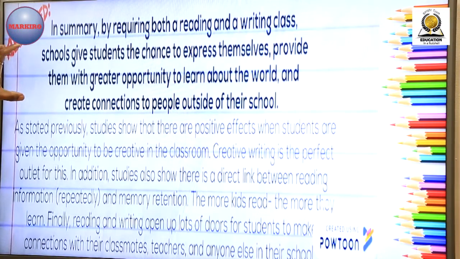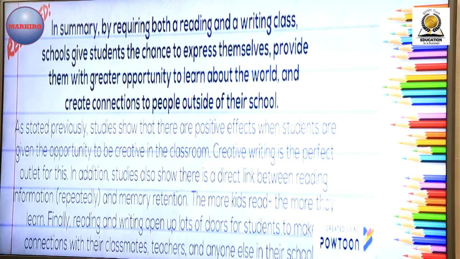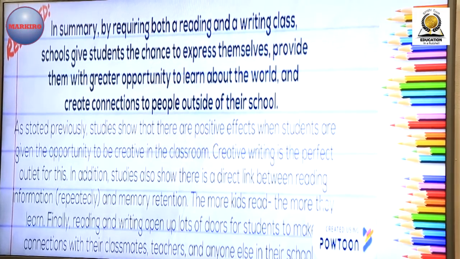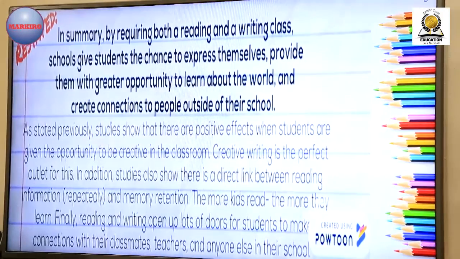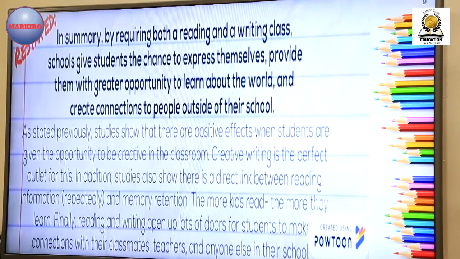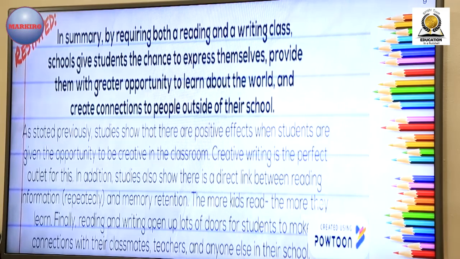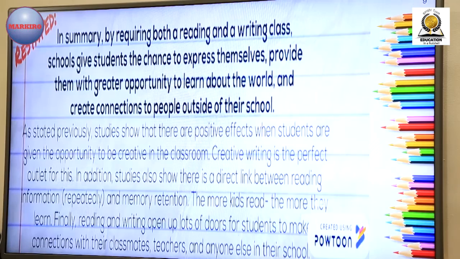This is our restated thesis statement at the beginning, and this is the restated body paragraphs. As you see, "As stated previously, studies show that there are positive effects when students are given the opportunity to be creative in the classroom," which is body paragraph 1, where the topic idea was about creative writing. "Creative writing is the perfect outlet for this." Now he moves to body paragraph 2. "In addition, studies also show there is a direct link between reading information repeatedly and memory retention. The more kids read, the more they learn."